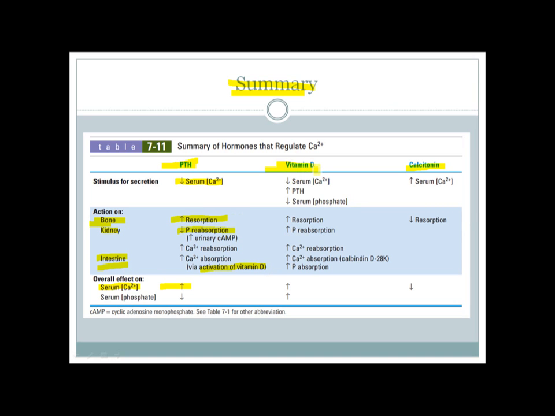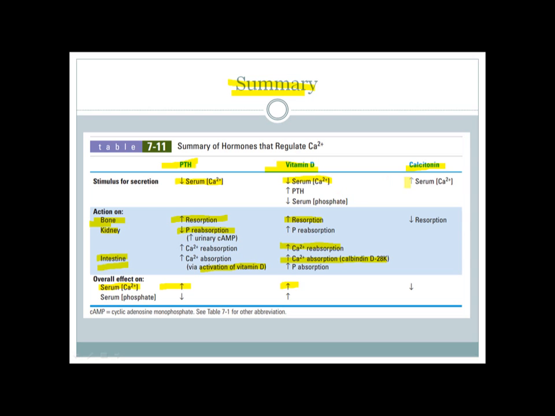Now comes vitamin D. The signal for stimulation of vitamin D is also low serum calcium. Whenever you have a low serum calcium, it stimulates the formation of the active form of vitamin D, which will ultimately lead to a rise in calcium, like parathyroid hormone. And it occurs by the same type of mechanism: it increases the resorption of calcium from bone, increases calcium reabsorption from kidney, and also increases calcium absorption from the intestines through something called calbindin D28K. So ultimately it increases serum calcium.